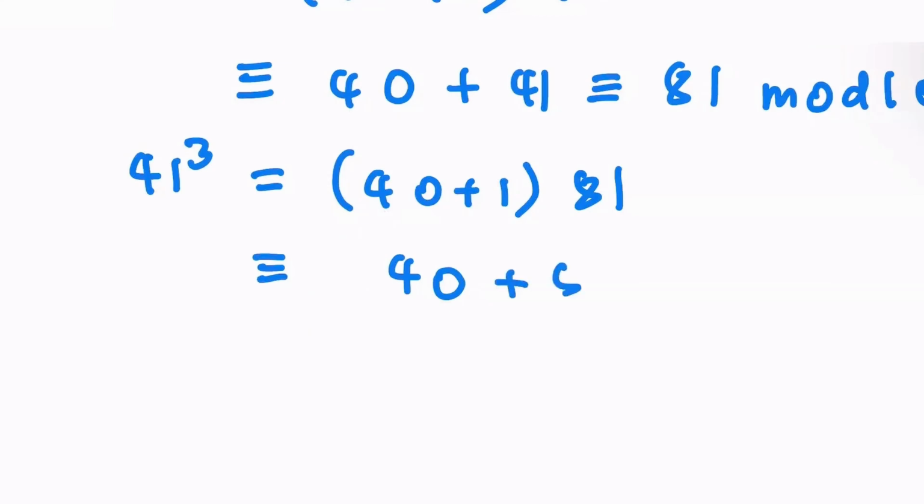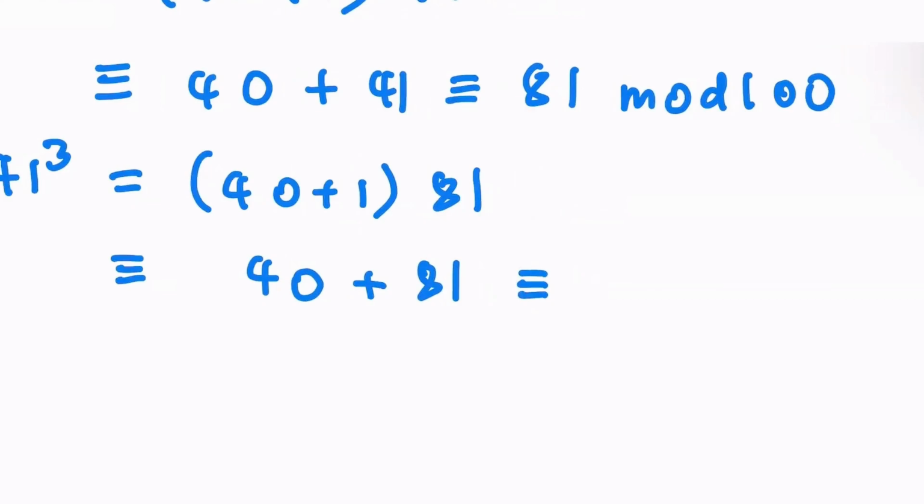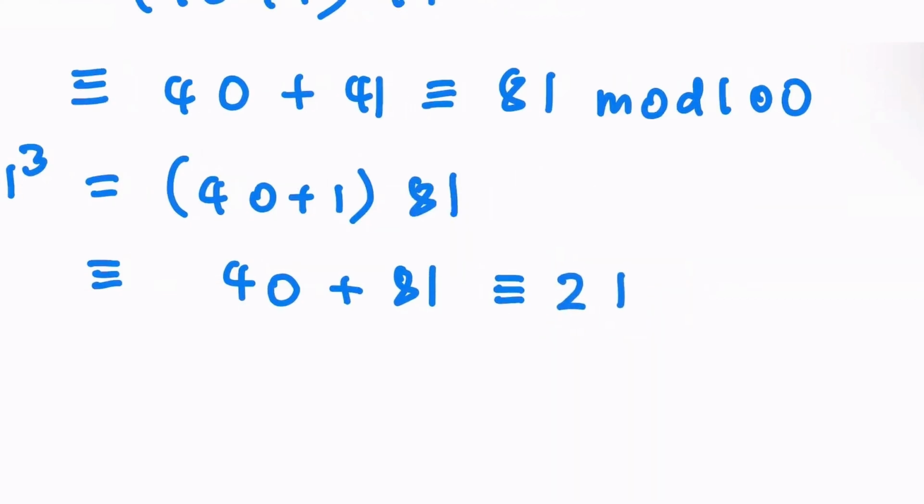Then I plus 81, right? I plus the 1 times 81. So once again, I only care about the last two digits here. 8 plus 4 will give me 12. I only care about the 2. So this is 21 mod 100. So this gives me a remainder of 21 when I divide by 100.